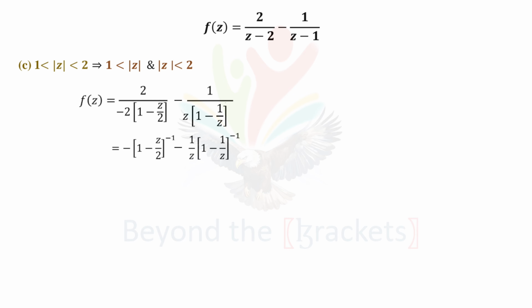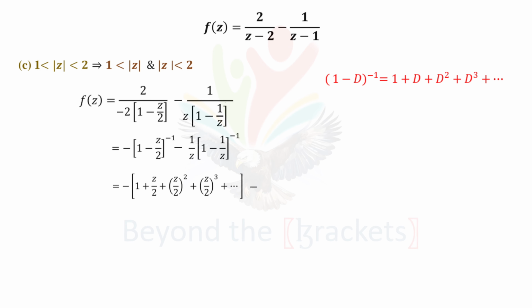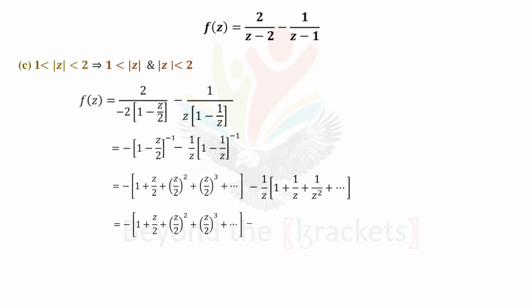Again, expanding using the formula (1 minus d) inverse. For the first term, d is z by 2. So we get 1 plus z by 2 plus (z by 2) whole square plus (z by 2) whole cube and so on. For the second term, d is equal to 1 by z. We get 1 plus 1 by z plus 1 by z square plus so on. So the second term is 1 by z plus 1 by z square plus 1 by z cube plus so on.